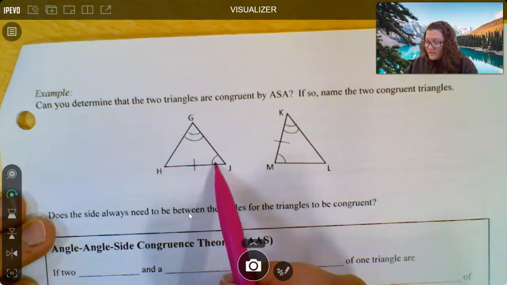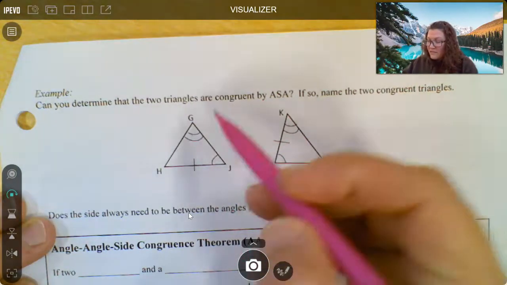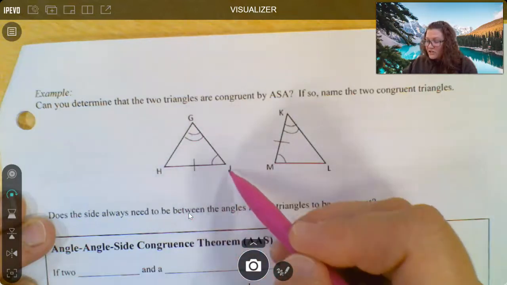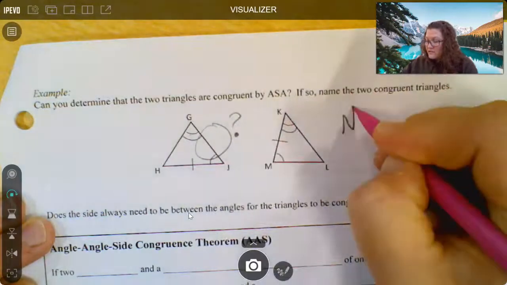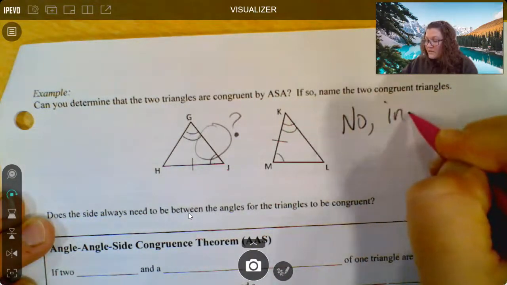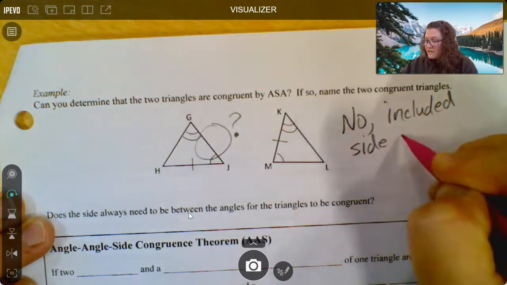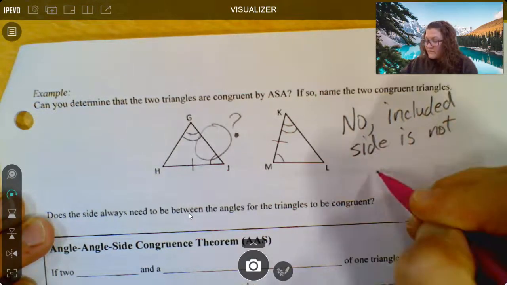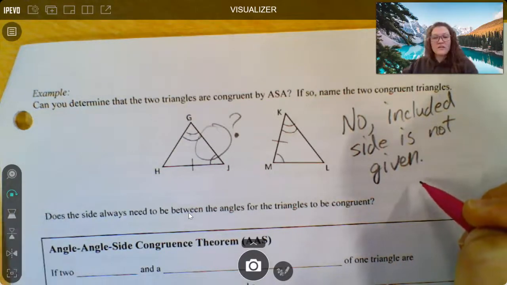Well, we have two angles and a side, and two angles and a side, but for HGJ, we are missing the included side. So this would be no. The included side is not given. So these triangles are not congruent.